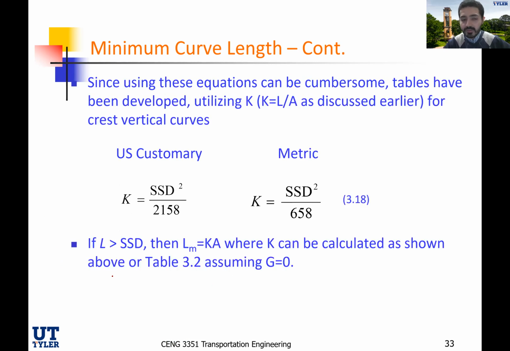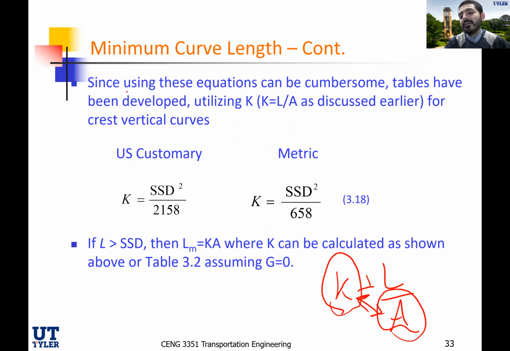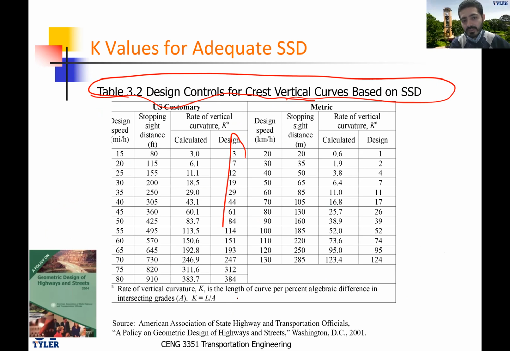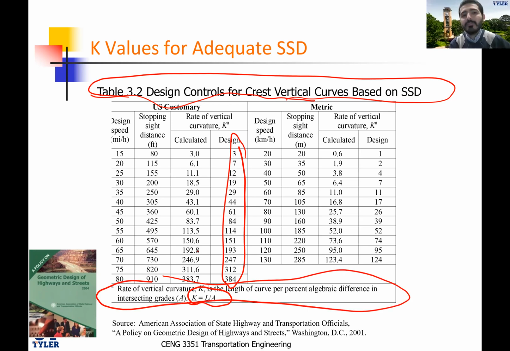Or the third simplification again was the K value. Again, K is equal to L over A. If you know the K from the table, you can multiply that by A to get the L value. But you need to make sure again this is Table 3.2, design control for crest vertical curve based on the SSD. This is how to get the design K and from the equation. The equation is not going to be here. I'm not going to be that crafty to remove the little note at the end. I'll keep it, but you need to make sure you're reading the instruction and the K is equal to L over A right here.